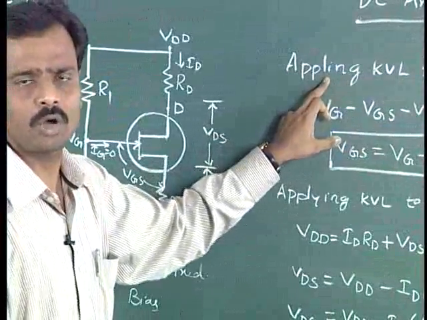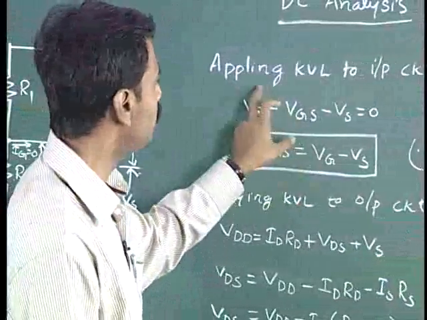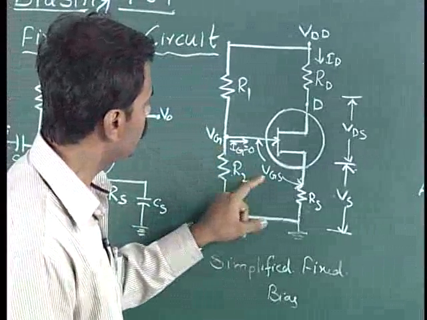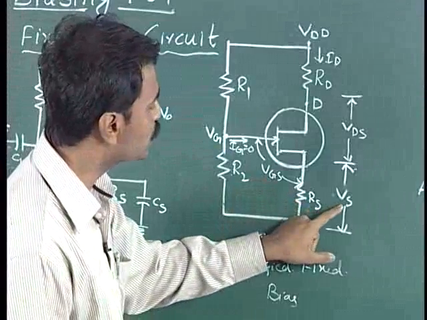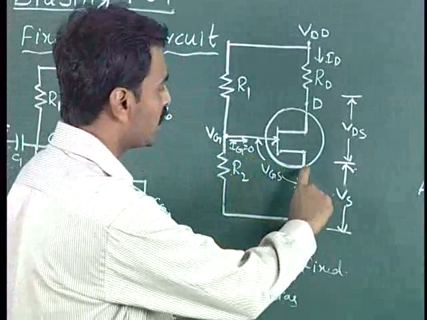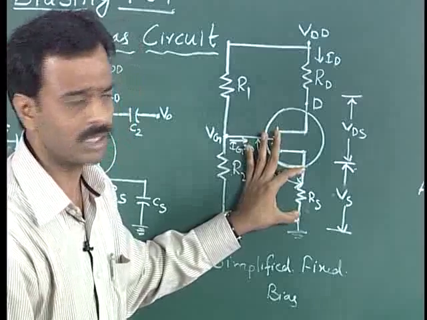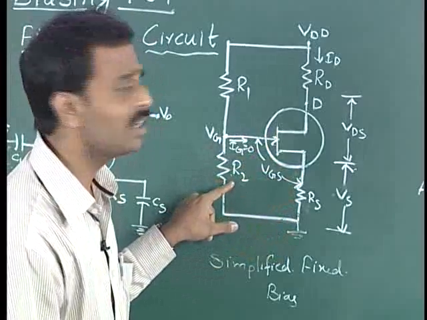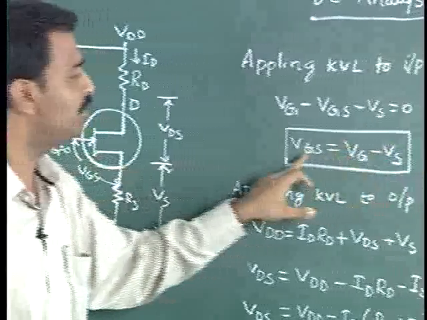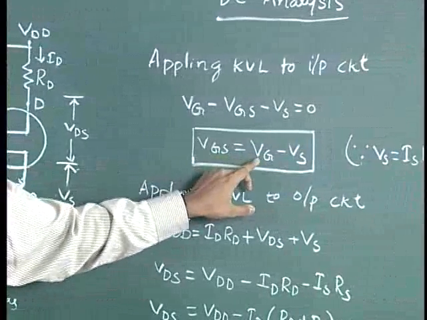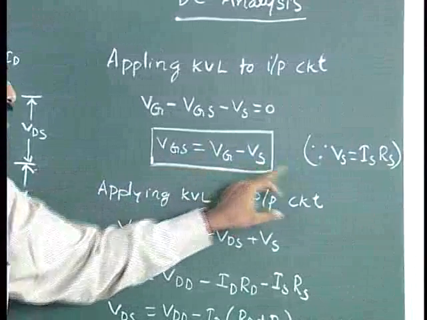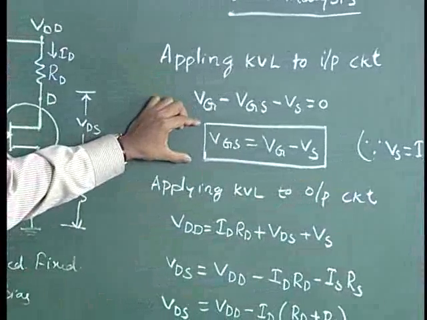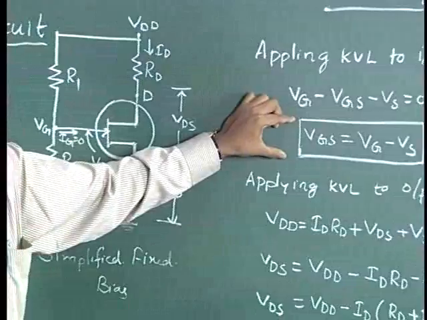As I told, we have to apply KVL to the input of the circuit. Applying KVL to the input circuit, we get VG minus VGS minus VS equal to 0. Three voltages appear here, because the voltage VS now comes into the picture. Finally we get the input voltage VGS equal to VG minus VS. I have told that VS is equal to the product of IS into RS. This is the equation resulting from applying KVL to the input of the circuit.